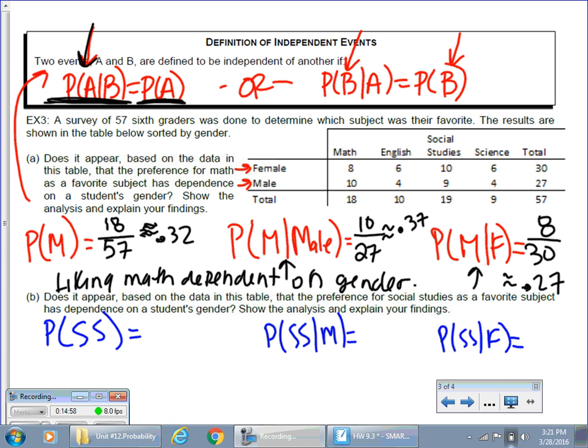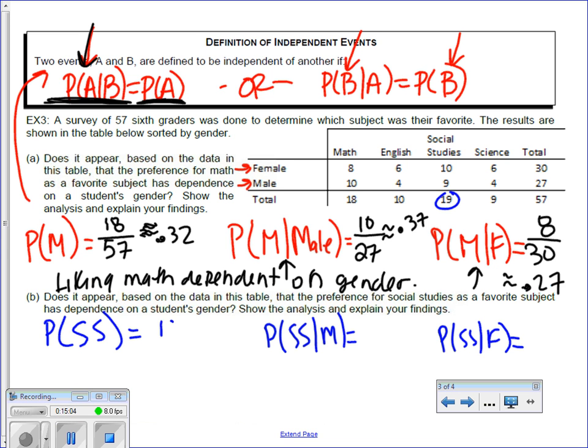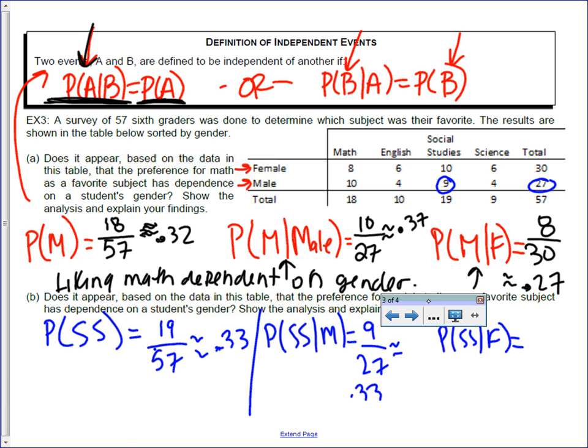Okay, so probability of just liking social studies in general. So we go to social studies, there's a total of 19 people who said they preferred social studies out of the total, which is 57, and that is approximately 0.33. Then it says probability of social studies given they are male. So when we do this conditional probability, I do the probability of both happening, social studies and male. So where does that intersect? Social studies and male, that's 9. Out of the probability of just male. So total males is 27. Okay, and that is approximately 0.33. Ooh, same number. All right, let's do the last one.